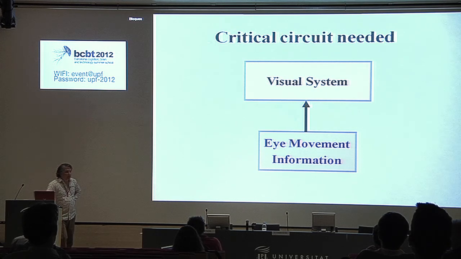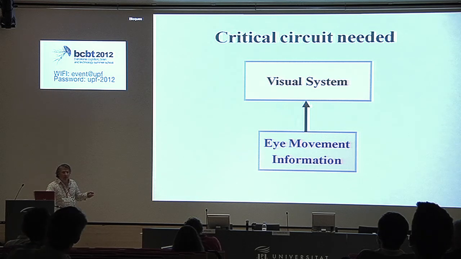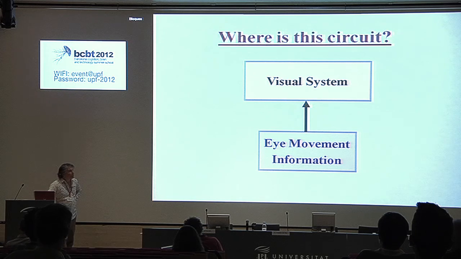So the fundamental circuit that we surmised must be in the primate brain is a link from eye movement generating centers up to the visual system, so that eye movement information can be transferred to the visual system even before the eyes move, so that the visual system has an opportunity to compensate for the upcoming disruption. So the question we asked is, where is the circuit?